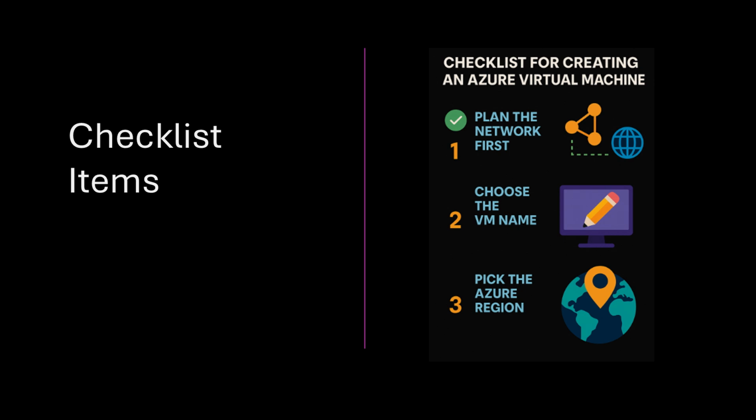Now, decide where your VM will live. Azure has data centers across the globe, grouped into regions like Australia East, West US or Southeast Asia. Choose a region that is closest to your users to reduce latency and improve performance. Also consider compliance requirements. Some workloads must remain within specific geographical boundaries.